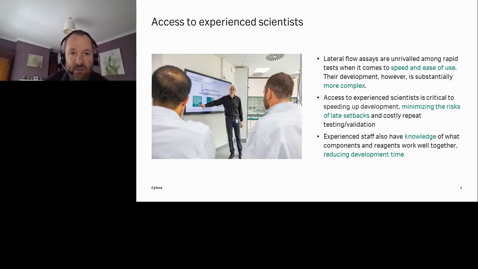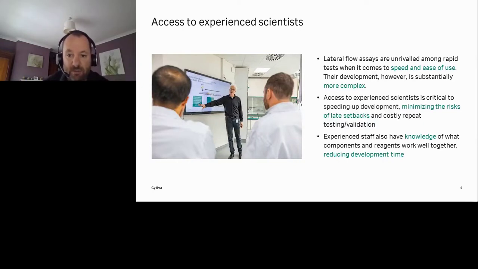However, the ease of use can quite easily give a little bit of a complex development because it's quite a highly informed decision-making process. You need to have careful consideration of different elements of the test, including the nitrocellulose, the pads, and other key components. And it's quite easy to underestimate that. So access to a key scientist who has done this before can really help accelerate your development at this stage.